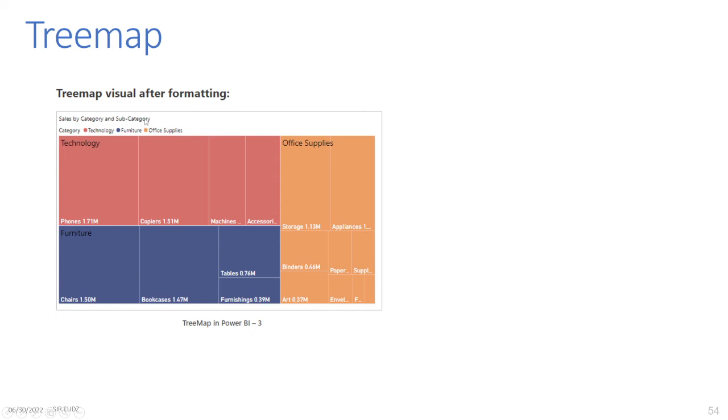So this is the Treemap visual after formatting, by changing the color, etc. So this will be the value, and we have added the values here.